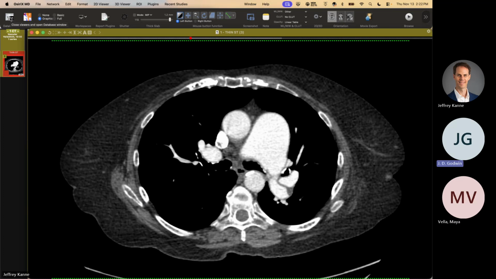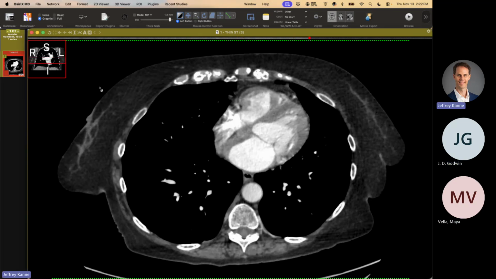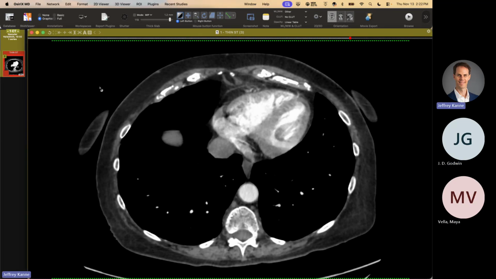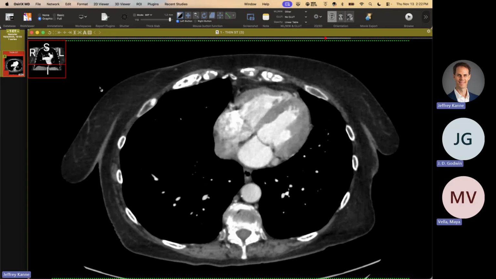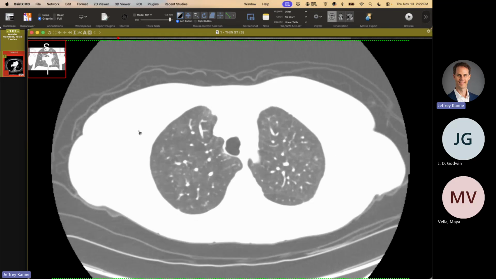Jeff, what was the cause of the pulmonary hypertension? Unknown. You can see her PA is big, her RV is thick. I think it was just unknown, idiopathic. Okay, wow. But she's 70-something years old. She doesn't have any underlying parenchymal disease.